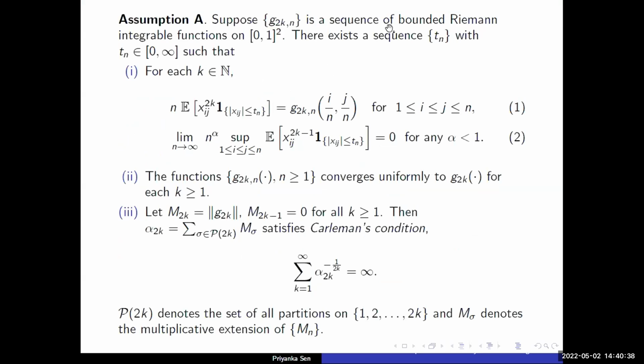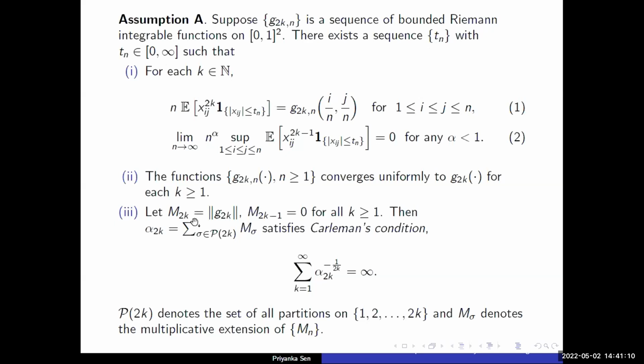Let Gkn be a sequence of bounded Riemann integrable functions, and there exists a sequence Tn such that n times the expectation of the truncated variables is given by this function G2kn at i by n, j by n. This is where we see that the entries now depend on ij and n. And the odd moments are given by this equation. The functions G2kn converge uniformly to G2k, and the norms are bounded. The norms satisfy this Carleman type condition.